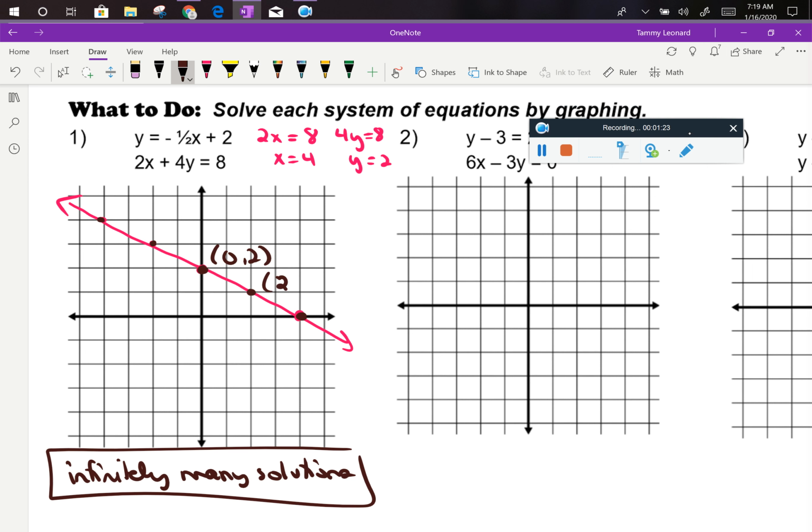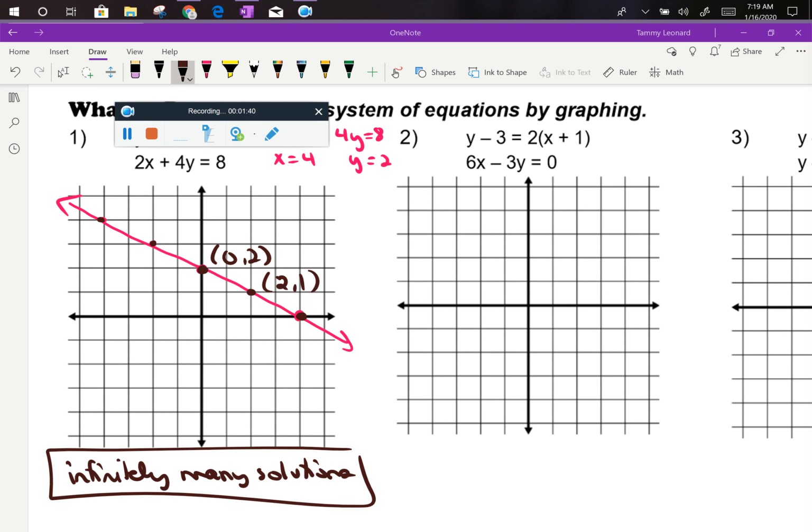I'm going to label a couple of points on my graph because we always label 2 points on every line, but that's all I need to label. We want to remember that neither of those points I labeled is the solution. They're just 2 of the infinitely many solutions. So it is important that we write infinitely many solutions down below.